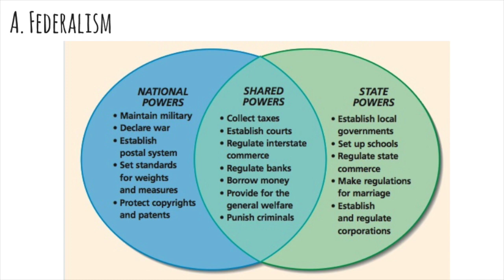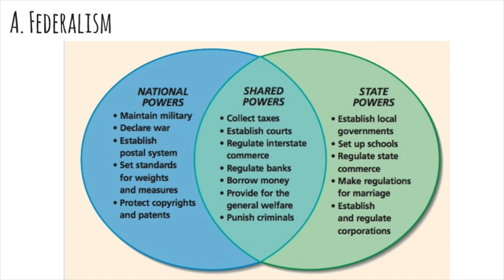Another example is regulating commerce. You can see there that the national government is allowed to regulate interstate commerce, and the states are allowed to regulate state commerce. But really there's a blend there in many ways. It used to be much more distinct; if you were the national government and wanted to regulate commerce, you had to show that it was something that crossed state lines.